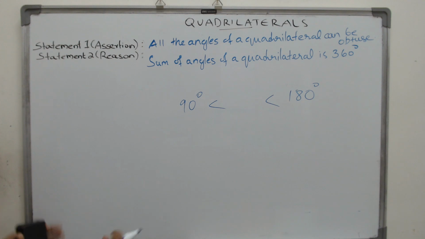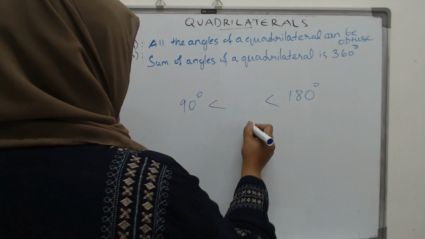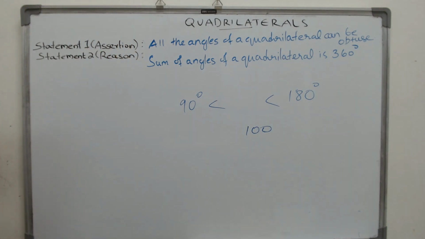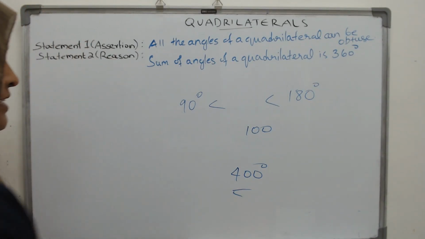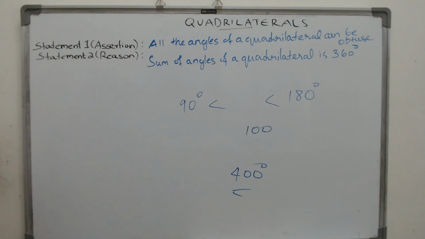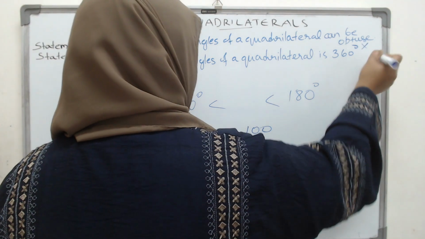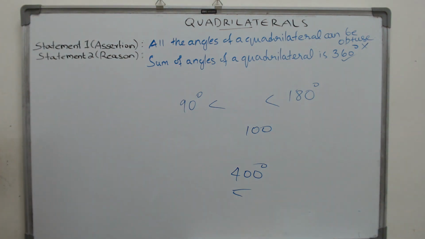Randomly give me a number. Say, I will take 100. So four times 100 is going to give me 400 degrees. Then is that possible? No. Again the same thing. First statement not true. Second statement is true.